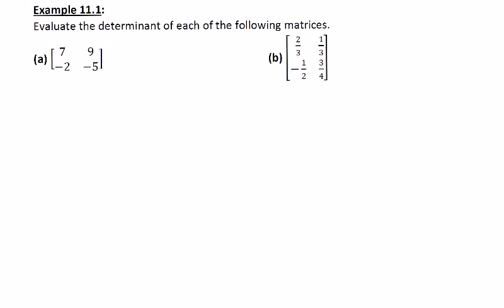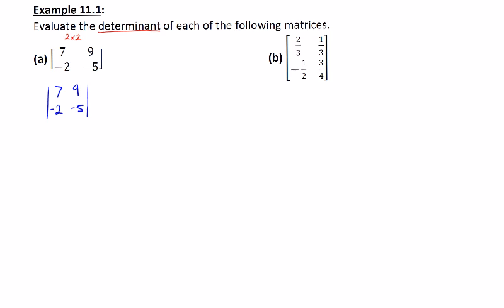Example 11.1 says evaluate the determinant of each of the following matrices. So we'll notice here that in part A we have a 2 by 2 matrix, and that means it qualifies as being a square matrix, so we can certainly take the determinant of that. So I'm going to indicate that I want to take the determinant of this matrix by rewriting the entries and then using my notation to indicate determinant of.